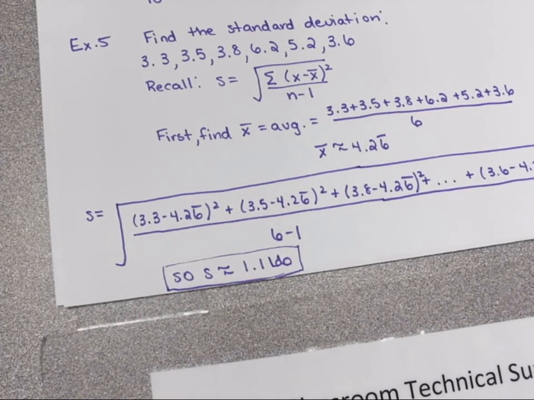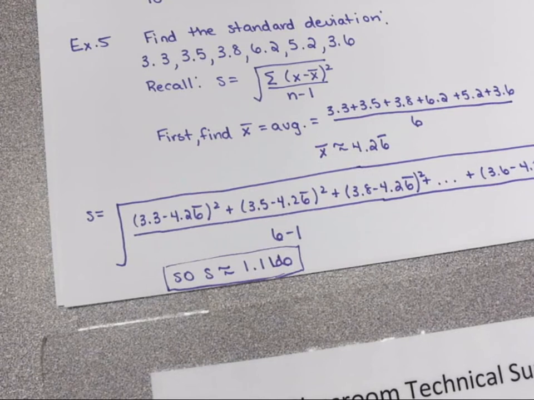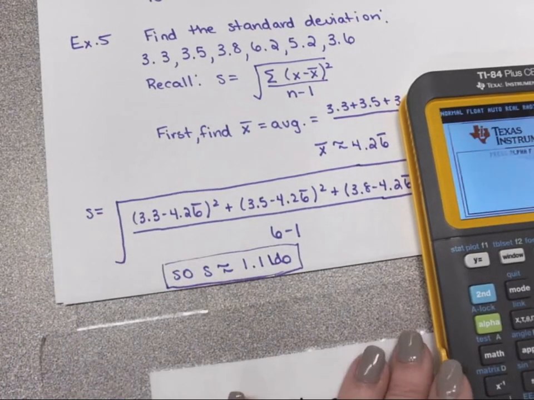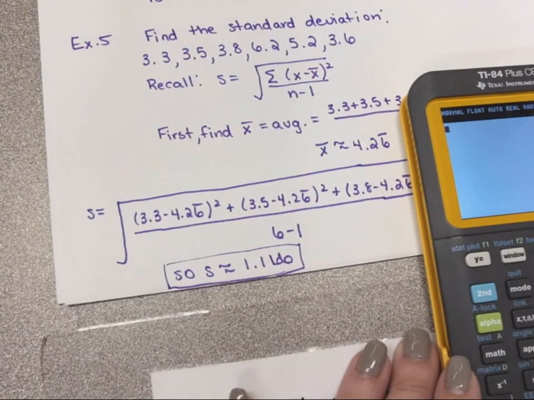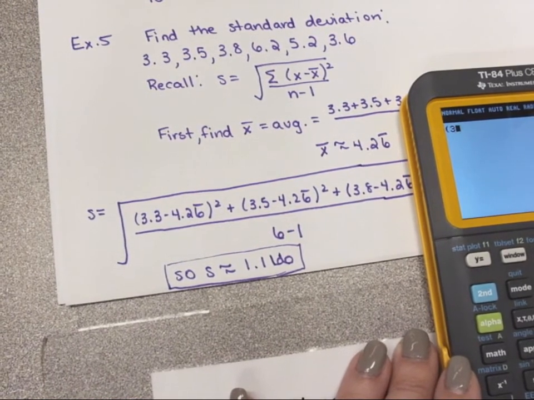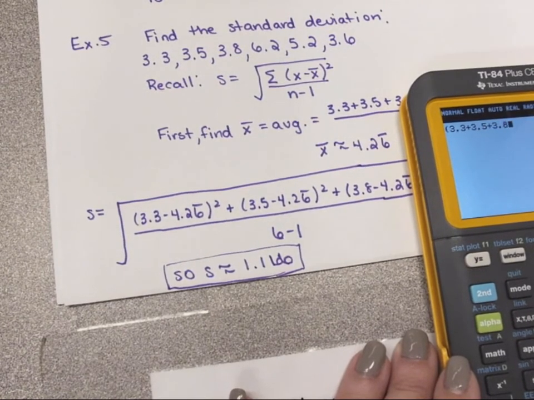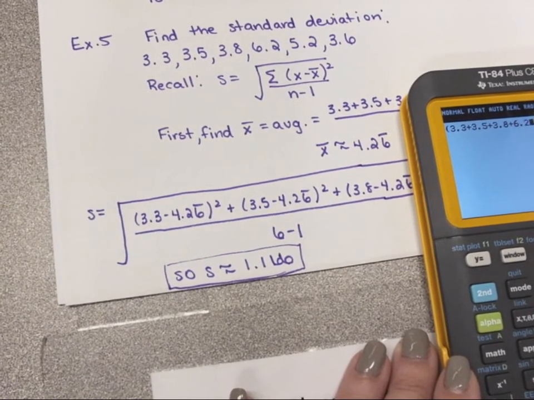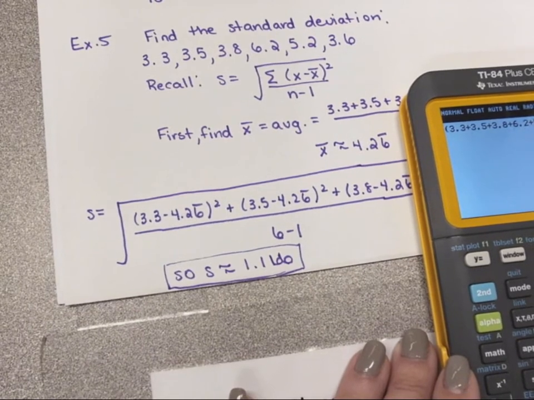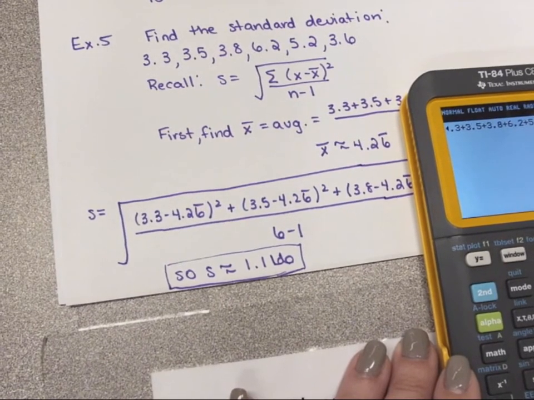It actually is possible. So you can do that, and how you do that, just so you know, I was going to talk about that too, but we can talk about it now. So I'll just start you off. Let me get the average in there. So you would do 3.3 plus 3.5 plus 3.8 plus 6.2 plus 5.2 plus 3.6, all in parentheses, divided by 6.